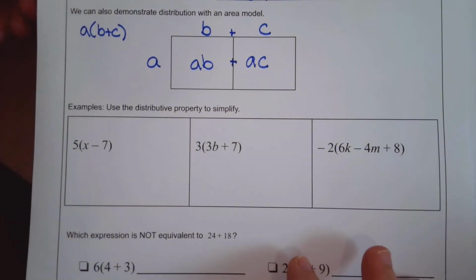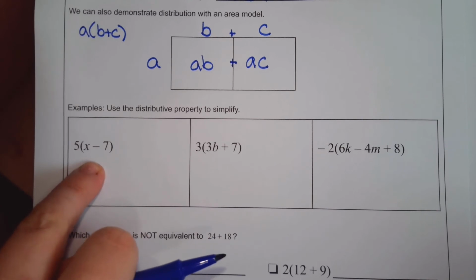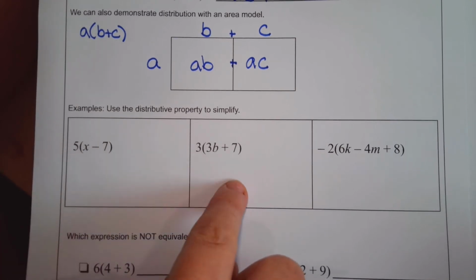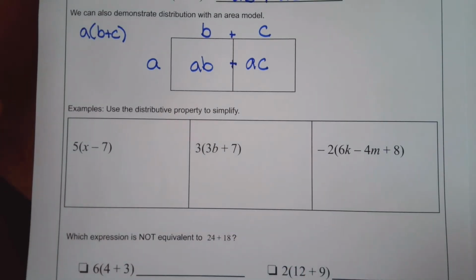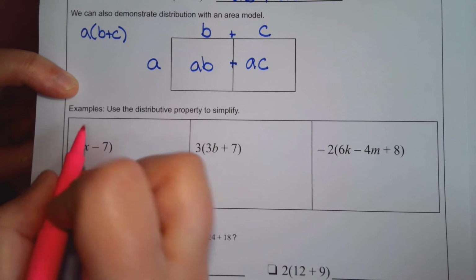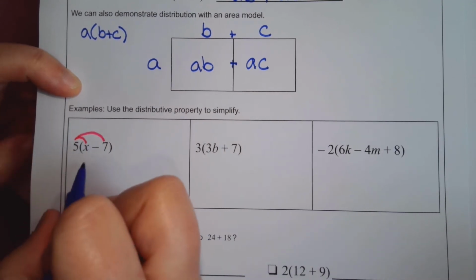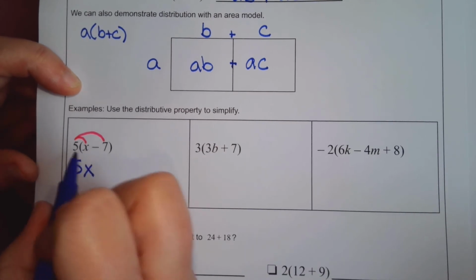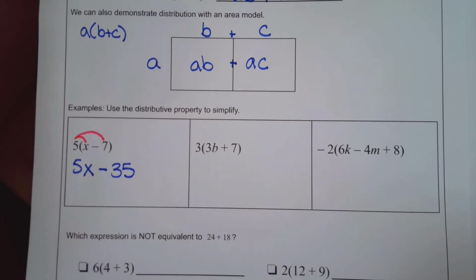All right, so let's use the distributive property to simplify. I'm going to use the arrow method for the first one. Then we will use the area model for the second one. And then we'll go back to the arrow method. So this first one, 5 times (x minus 7). So we're going to distribute it. So 5 times x is just 5x. 5 times minus 7 is minus 35. And there's our answer.